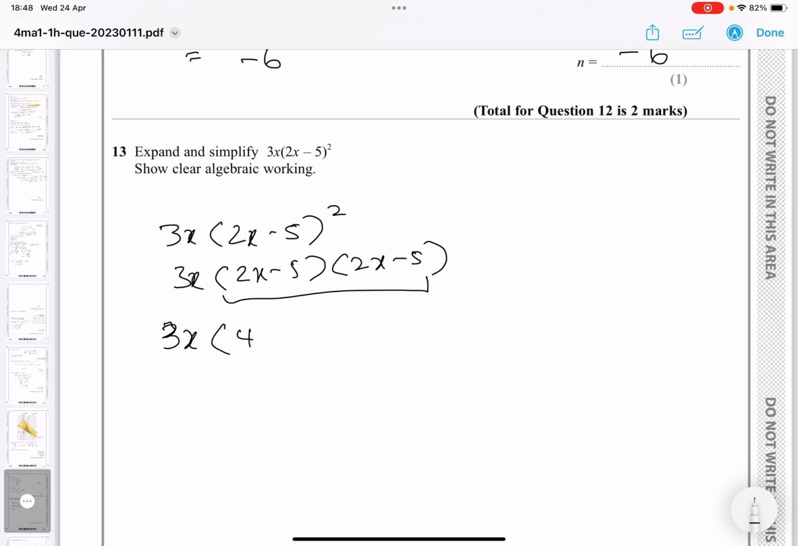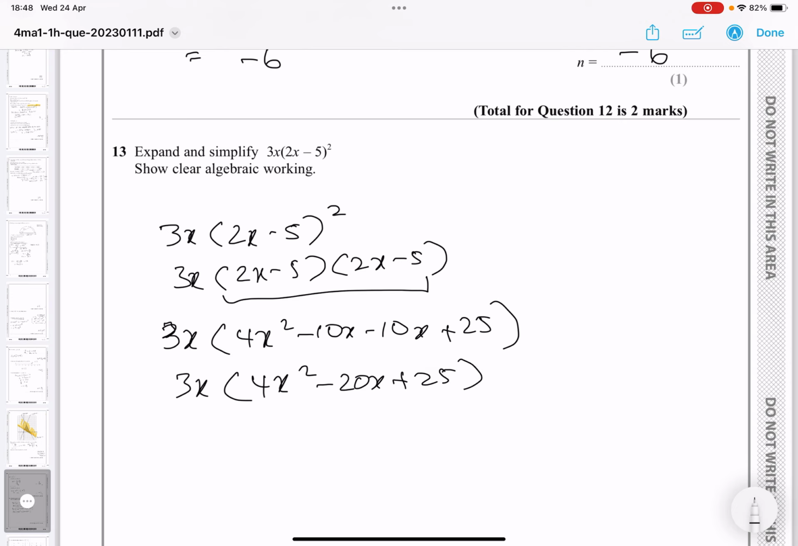So 2x multiplied by 2x is 4x squared, minus 5 times 2x is minus 10x, minus 5 times 2x is minus 10x, minus 5 times minus 5 is plus 25. Now let's simplify inside, let's join the like terms. Now we have to multiply the whole thing by 3x, okay? Because it says expand and simplify it. So we need to multiply the whole thing by 3x.